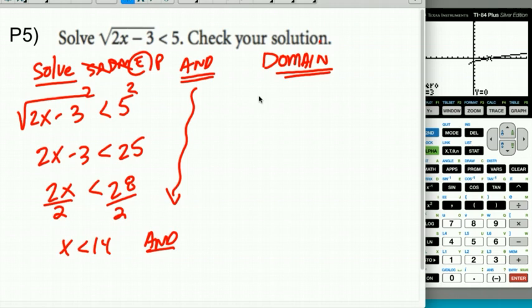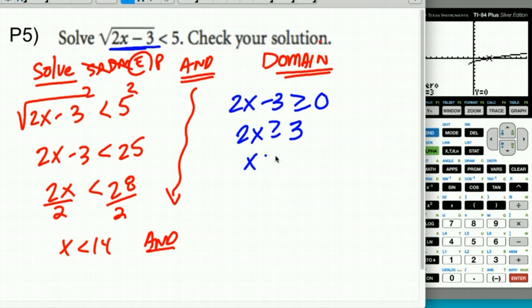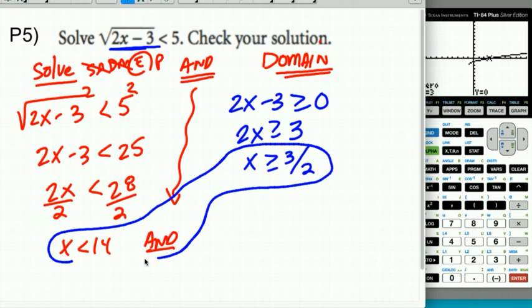So the radicand, which is to say the inside of the root, has to be greater than or equal to 0. So 2x has to be greater than or equal to 3. x has to be greater than or equal to 3 halves. So now I have both of these things in conjunction together, right? So remember that "and" means overlap.